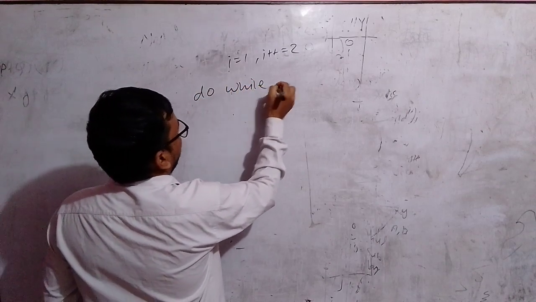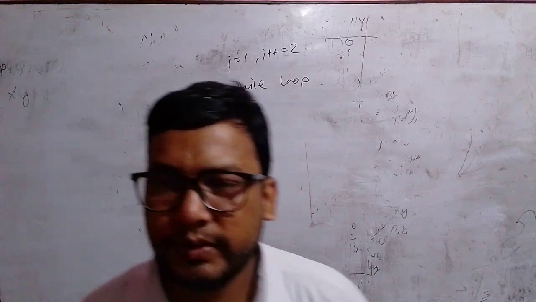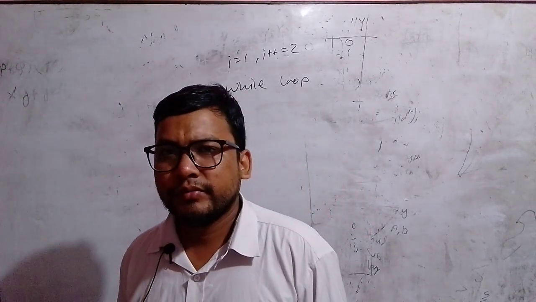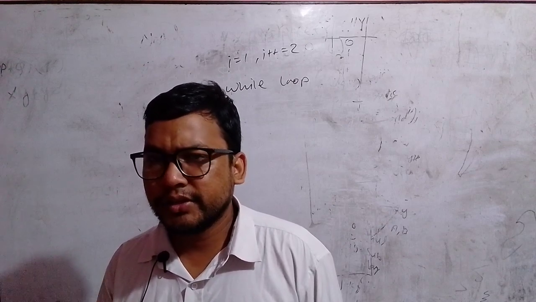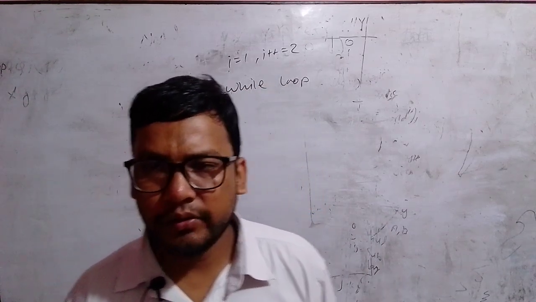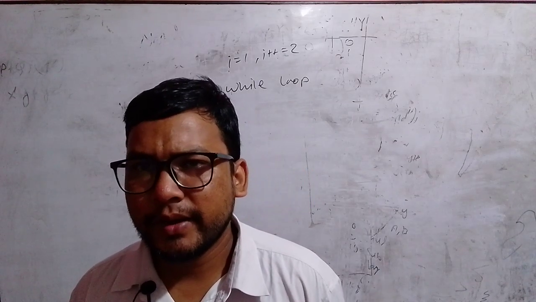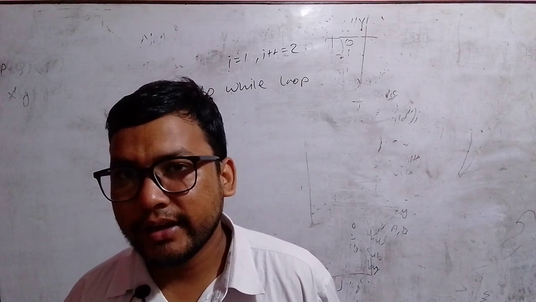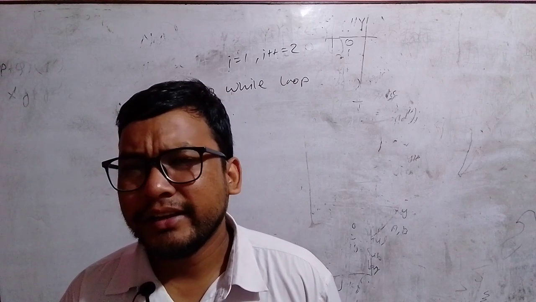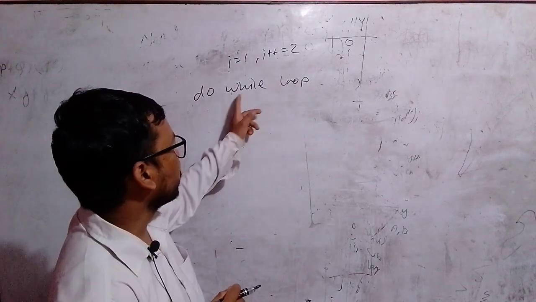Do while loop. What is the difference between the while loop and the do while loop? A while loop checks the condition and executes its block based on whether the condition is right or wrong. But a do while loop first executes the code, and after that it checks the condition for the next execution. At least one statement will execute for the do while loop.